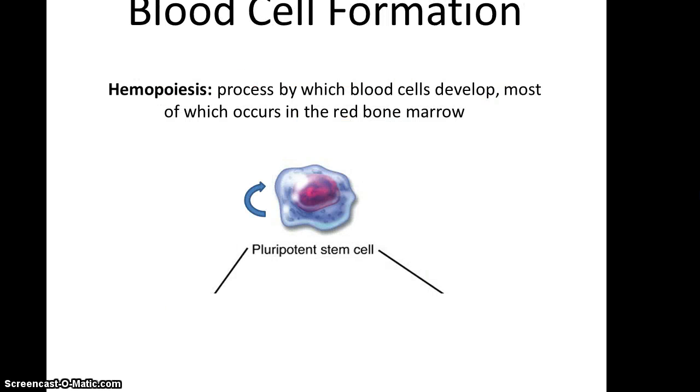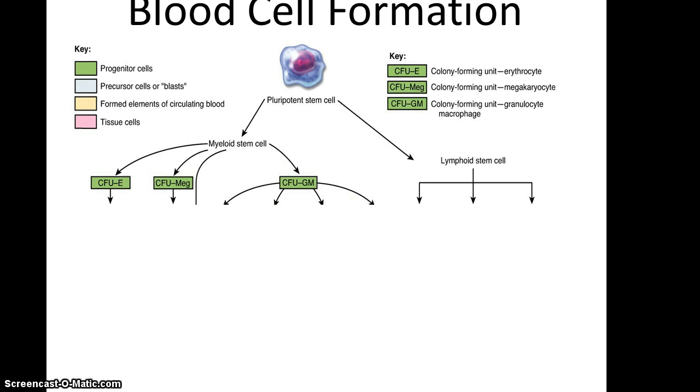But first, let's talk about how blood cells are formed. Well, this is done by a process called hemopoiesis. For the huge bulk, sometimes for some of the cells, all of this occurs in the red bone marrow. So you start off with a pluripotent stem cell. Pluripotent, it can turn into just about anything, or at least a lot of things.